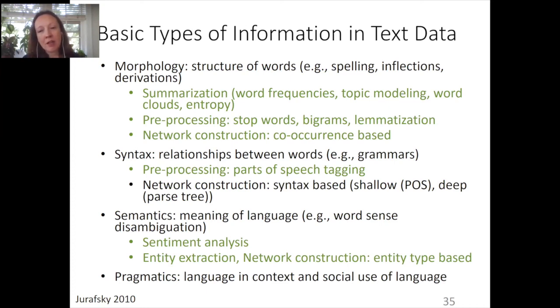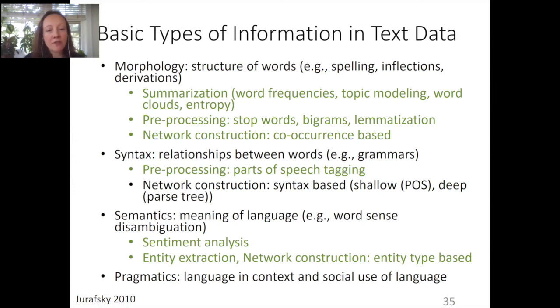And for some of them, there are also excellent tools and libraries that you might want to work with in order to use these methods. On the morphological level, you have seen a little bit of text summarization, you have seen pre-processing techniques, and you have seen network construction based on co-occurrence. Another level of analysis that can be used for text data is syntax, which studies the relationships between words, such as grammars. You have seen part of speech tagging and how it's being used for various purposes. Network construction can also happen based on syntax, for example, by leveraging parse trees or parts of speech.